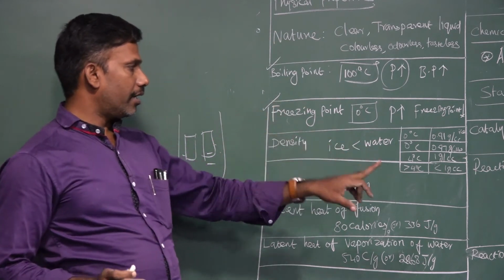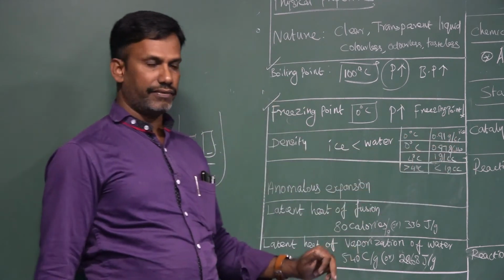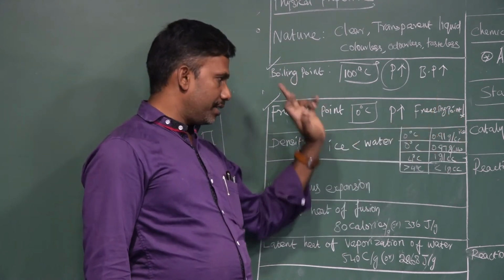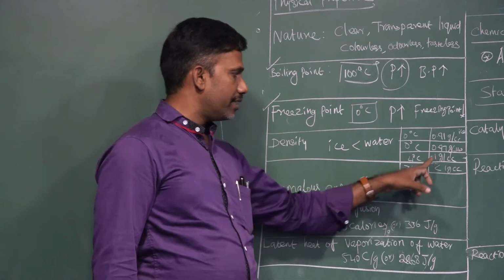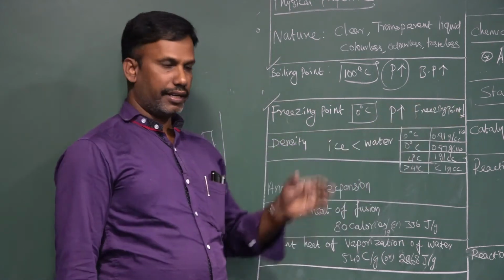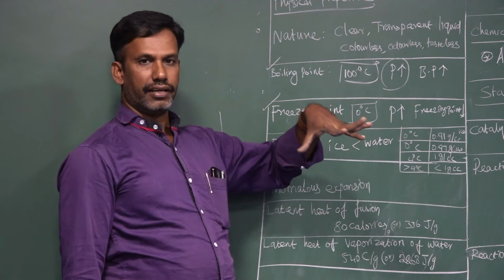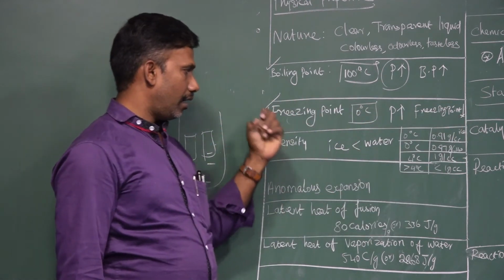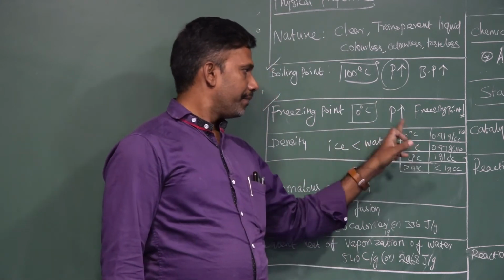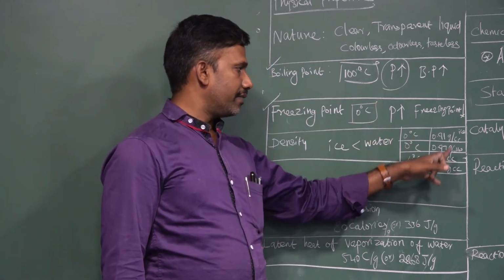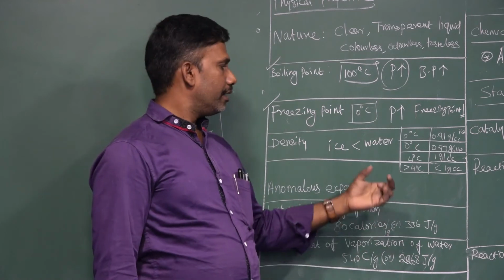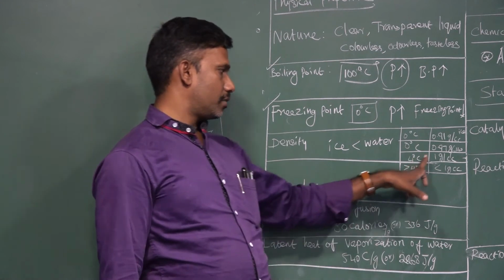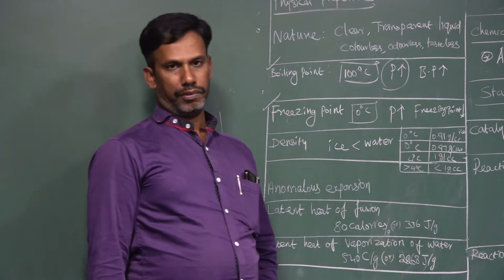At 0 degrees Celsius, what is the density of ice? 0.91 gram per cubic centimeter, that is ice, whereas the density of water is 0.97 gram per cubic centimeter. Then at 4 degrees Celsius, the density of water is 1 gram per cubic centimeter.